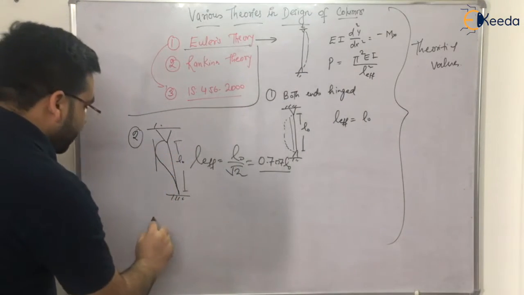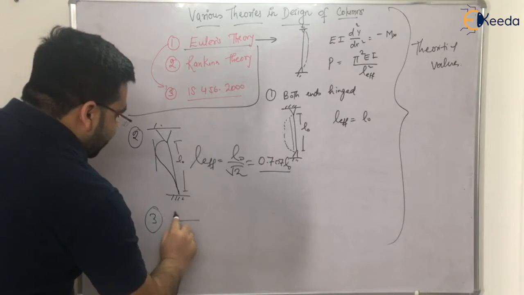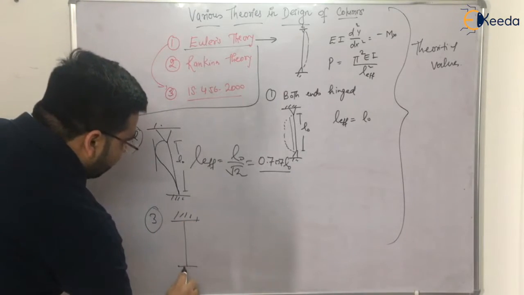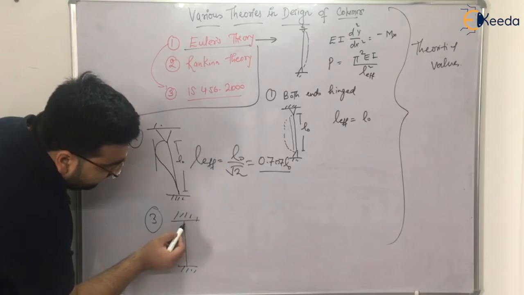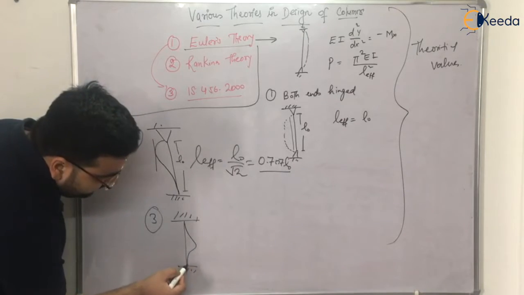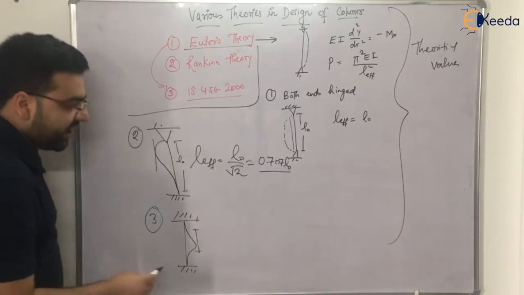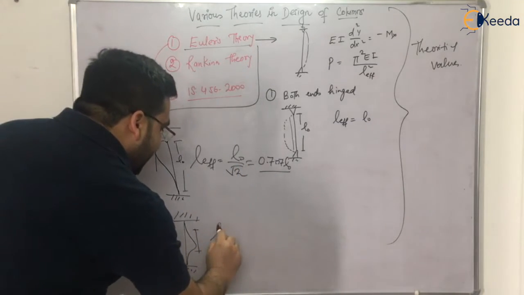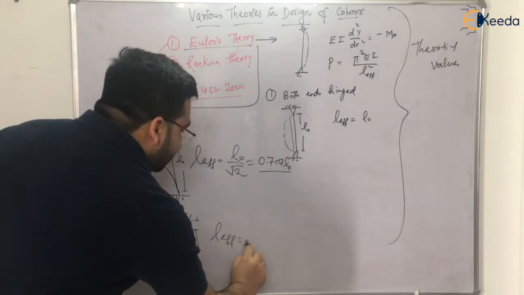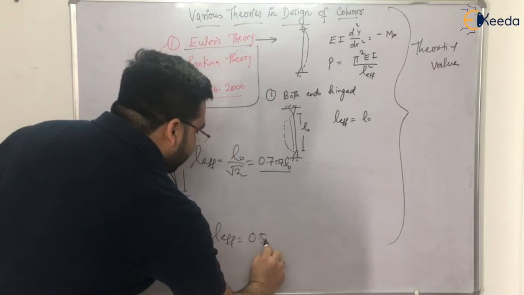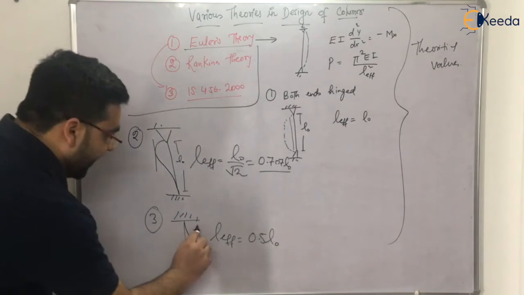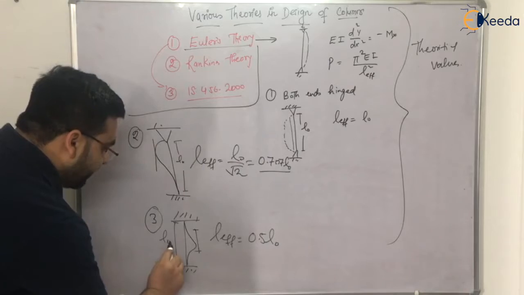Now third is, if both the ends are fixed, the deflection would be like this. So it is very small. How much is it? Euler's theory says that in this case, the L effective is equal to 0.5 L naught. This is your L naught, right? From here to here, you have your L naught.